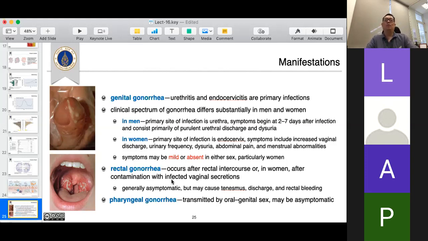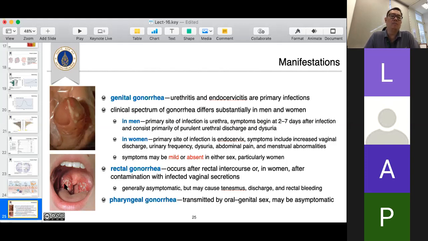But in females, the anatomy of the vagina and rectum is quite close to each other. So in some people who get cross infection from the vagina to the rectum, you probably get rectal gonorrhea also. In some patients who get pharyngeal gonorrhea, there might be genital-oral sex, okay? Then gonorrhea occupies the throat, but some people may be asymptomatic, no symptoms, but if they have symptoms, you get a sore throat.